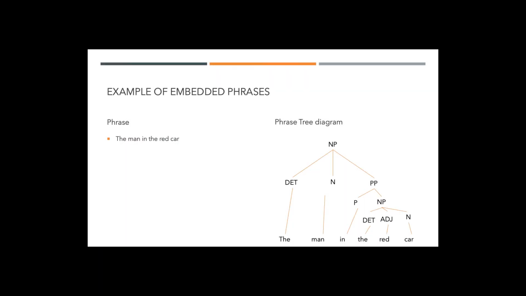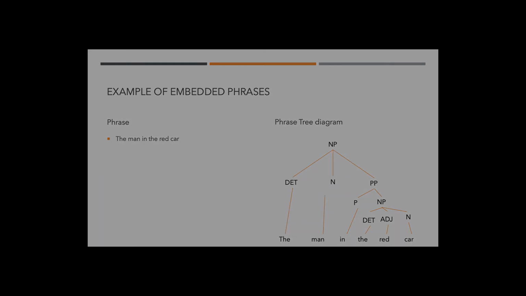Here's an example. The man in the red car. Altogether, it is a noun phrase, and man is our head word. But in that noun phrase, we have an embedded prepositional phrase, in the red car. And in that prepositional phrase, we have another noun phrase, the red car. Fortunately, while the embedding can be very deep, technically you could keep tacking phrases on as long as you like, the constituents of each type of phrase are relatively simple.